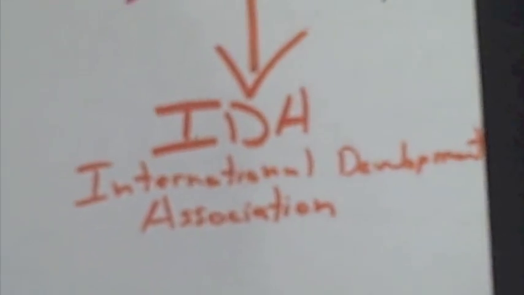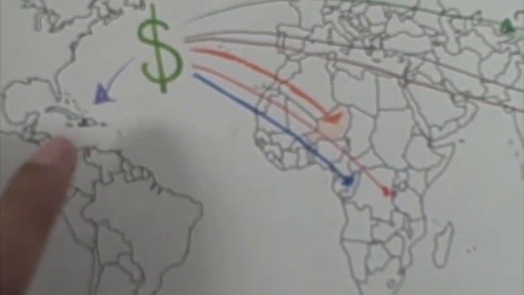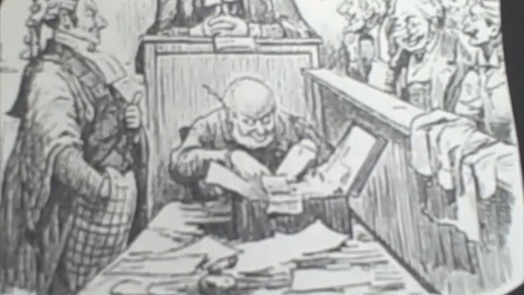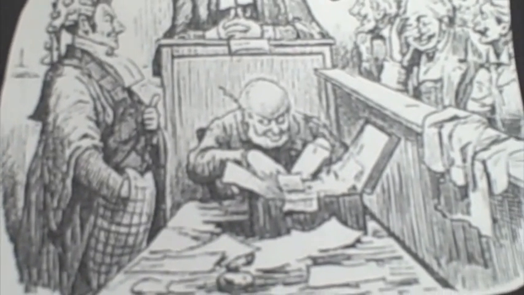The fourth is the IDA, the International Development Association, which is the part of the bank that loans to low-income countries. Places like Haiti, Nigeria, Cambodia, and the Solomon Islands. The final part of the World Bank Group is the ICSID, which stands for the International Center for Settlement of Investment Disputes, which is a long way of saying that it's a court system that settles financial disputes between countries.